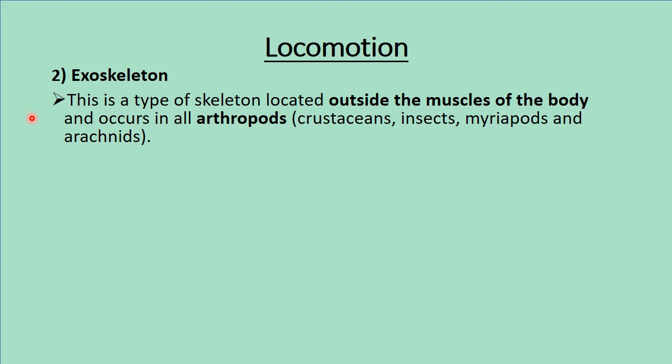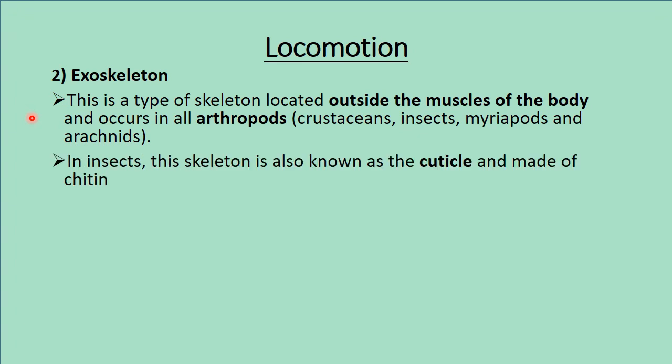If you touch a grasshopper, it's hard everywhere. It is covered with the exoskeleton. The muscles and everything are inside that exoskeleton. In insects, this skeleton is also known as the cuticle, and it is made up of a substance called chitin. We discussed this substance in mushrooms, it's there also. This substance is what makes up the exoskeleton for insects.